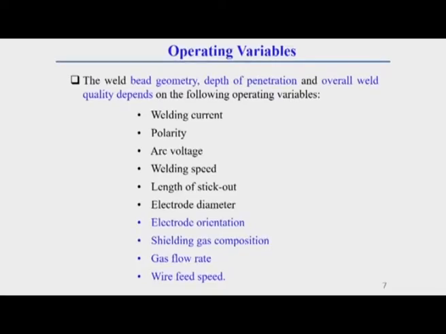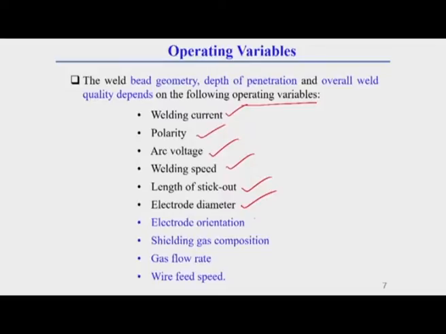So, these are the common welding parameters generally. The weld bead geometry, depth of penetration and overall quality of the welding depend on the following operating variables, or you can say welding parameters: welding current, polarity, arc voltage, welding speed, length of stick out, and electrode diameter. These are the things which I have explained in detail already in physics of welding, so I will not go into detail about these parameters.